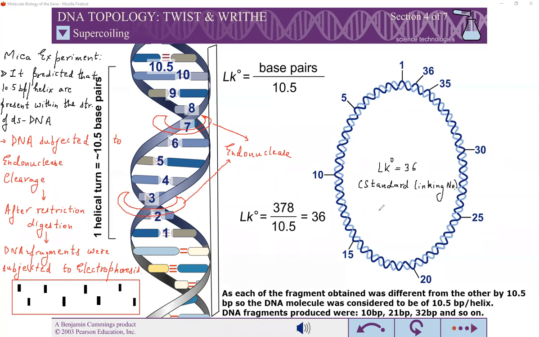So what is going to happen? This is very important. Please, I'm going to conclude everything within a single line. Just look here. If you find that the linking number becomes equal to Lk naught, hence the DNA is said to be relaxed. DNA is relaxed.